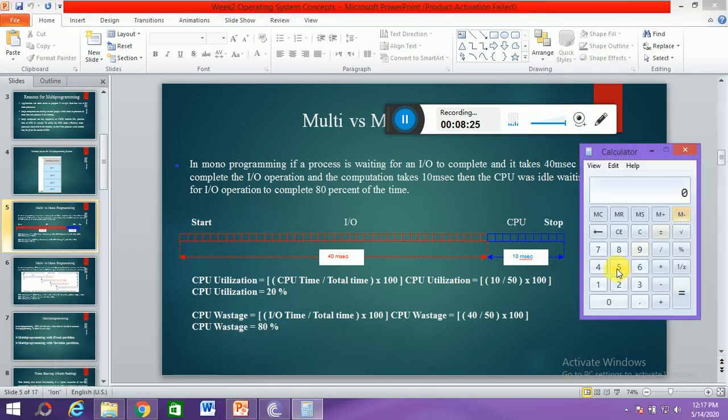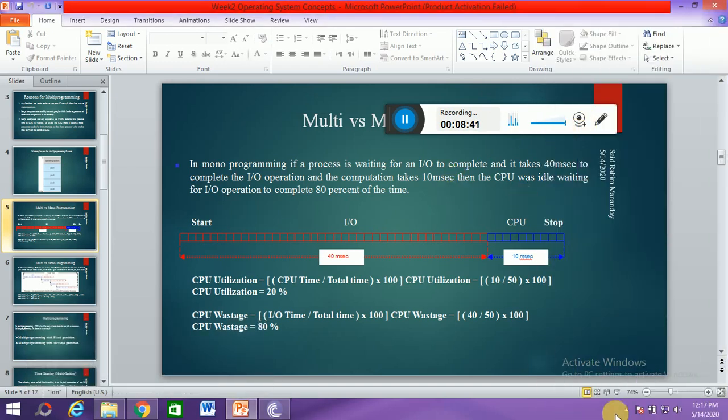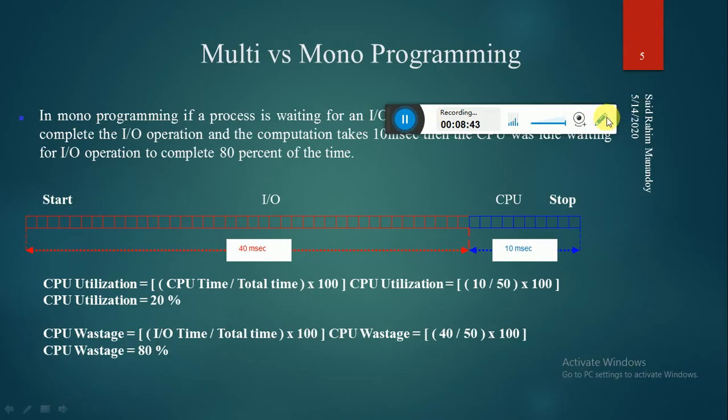No, look at here, 40 milliseconds divided by 50 milliseconds is 0.8. Now multiply this by 100, you will get 80%. 80% time of a CPU is actually wasted. 80% time of a CPU is wasted in this program.